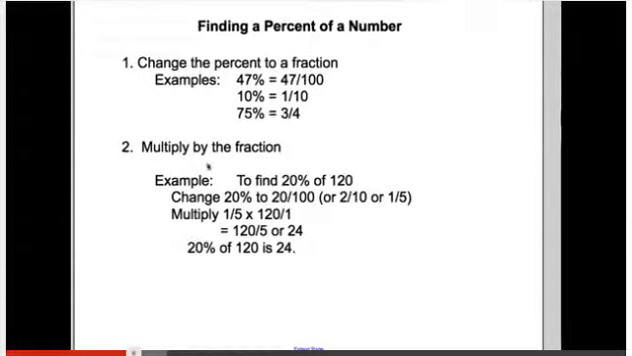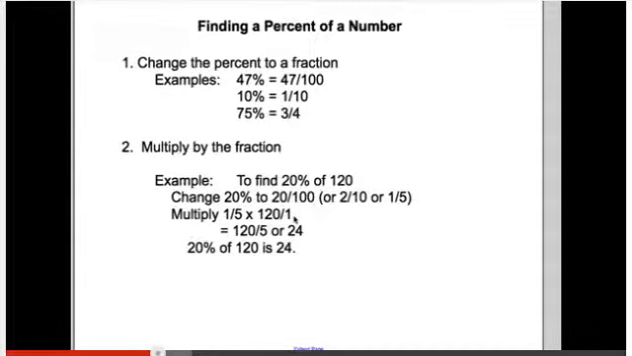For example, let's say you're being asked to find 20% of 120. Well, you have to change 20% to 20 over 100, or 2/10, or 1/5. I usually use the lowest terms if I know it, and then multiply. 1/5 times, notice how I took 120 and wrote it as a fraction, 120 over 1. So I've got 1/5 times 120 over 1.